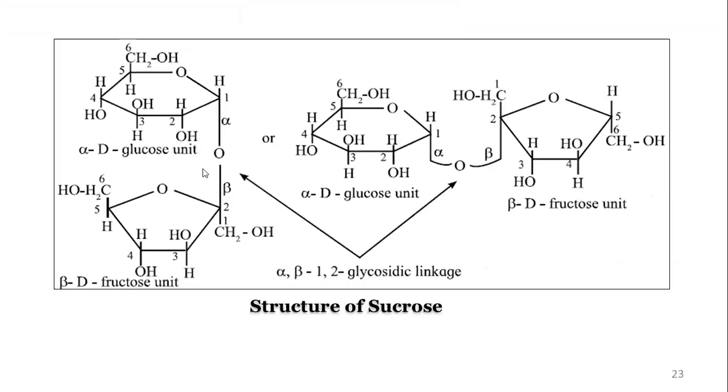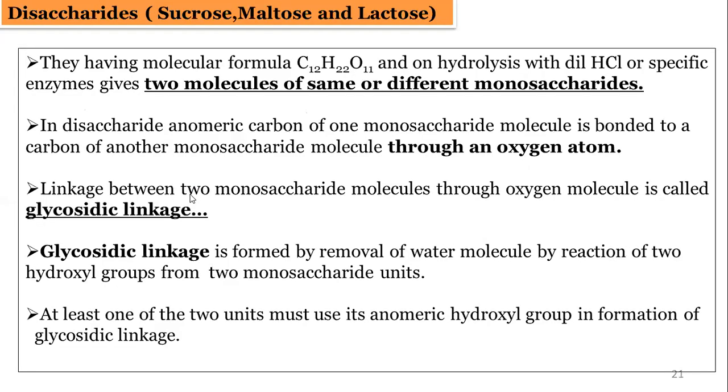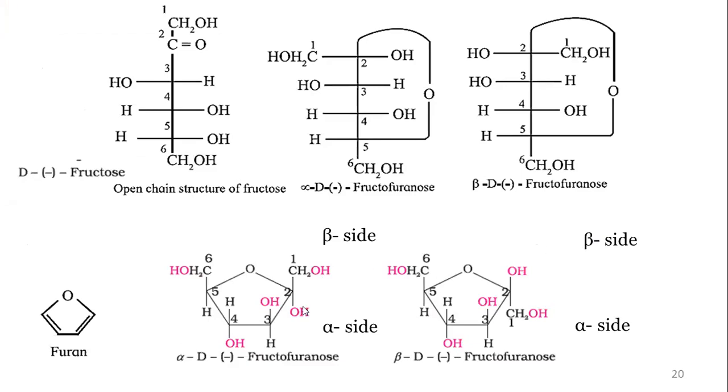We also discussed these structures. So this is sucrose. It is made of one alpha D glucose unit and one beta D fructose unit. Now you are familiar with what alpha means and what the capital D means. This is the alpha side and this is the beta side. In case of alpha, this OH is below, and in case of beta, this OH is above.